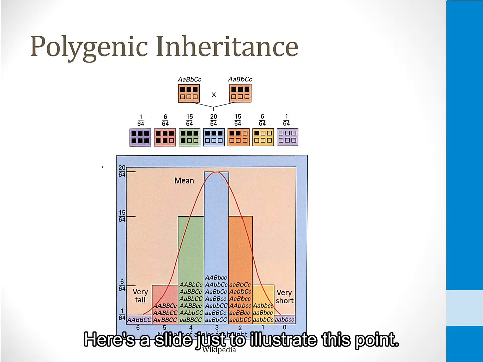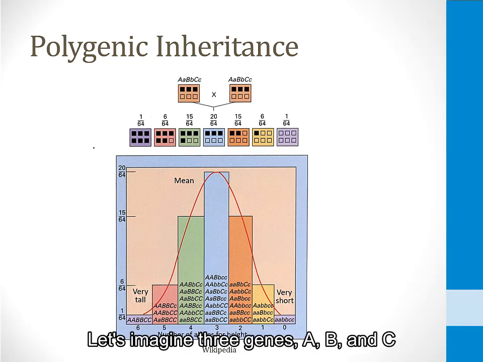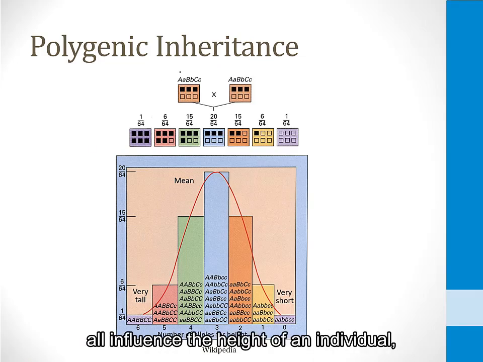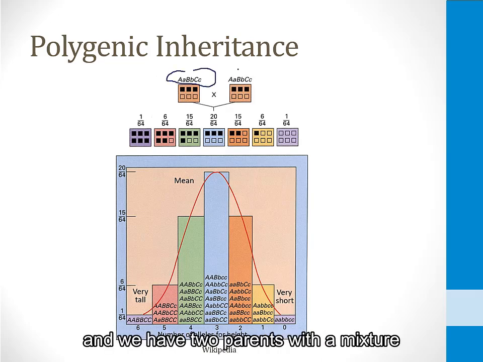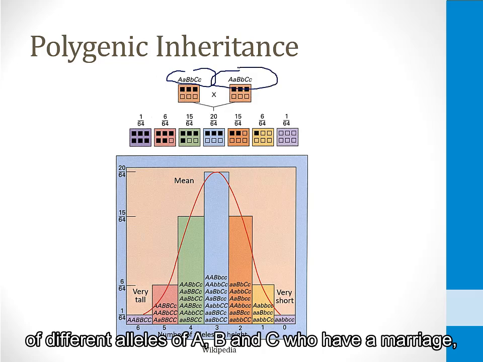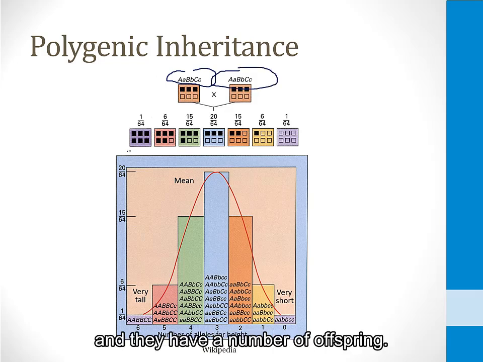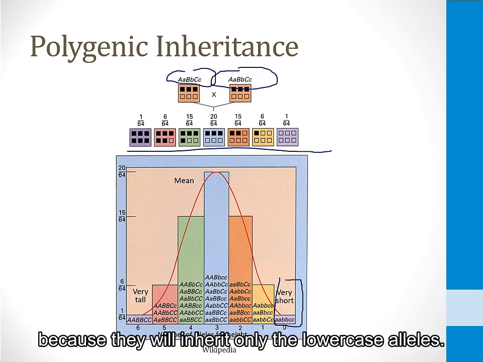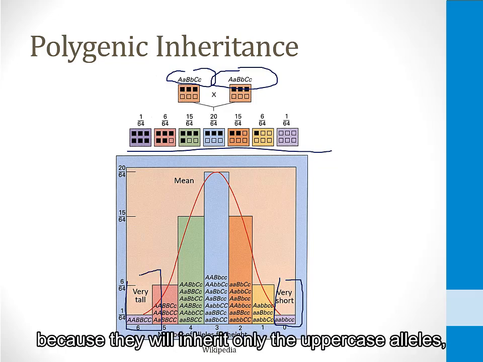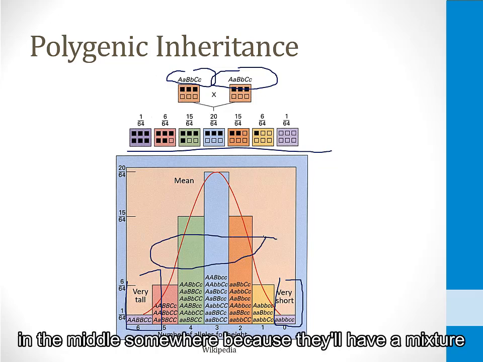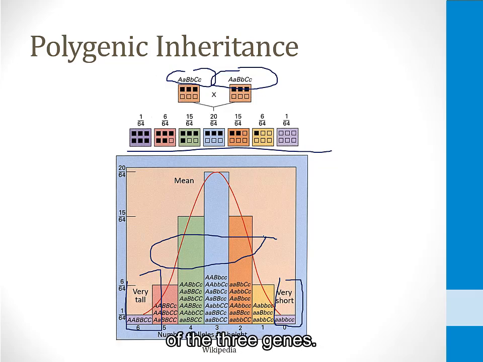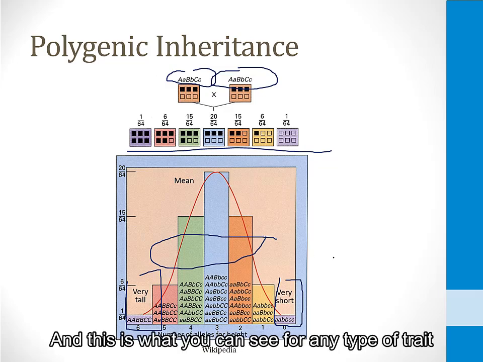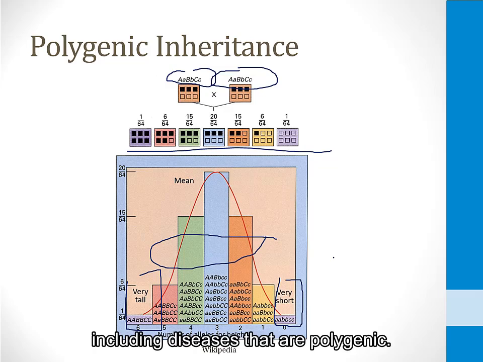Here's a slide just to illustrate this point. Let's imagine 3 genes A, B, and C all influence the height of an individual, and we have 2 parents with a mixture of different alleles of A, B, and C who have a marriage, and they have a number of offspring. Some of the offspring will be very, very short because they will inherit only the lowercase alleles. Some of the offspring can be very, very tall because they will inherit only the uppercase alleles. And the rest of the offspring will be in the middle somewhere because they'll have a mixture of the 3 genes. And this is what you can see for any type of trait, including diseases that are polygenic.